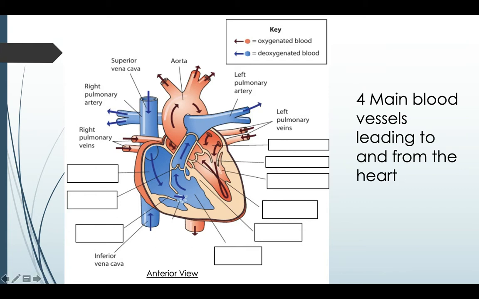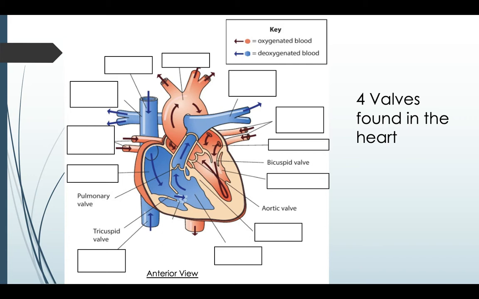Then we have left and right pulmonary veins. They bring oxygenated blood back from the lungs, ready to be pumped to the rest of the body through the aorta. Now again, the pulmonary veins are the only veins that carry oxygenated blood. Normally veins carry deoxygenated blood.